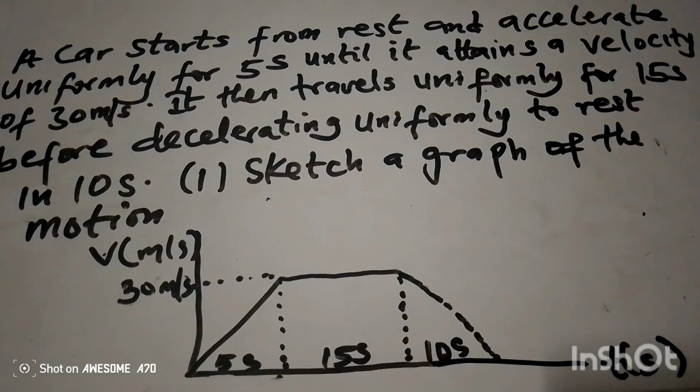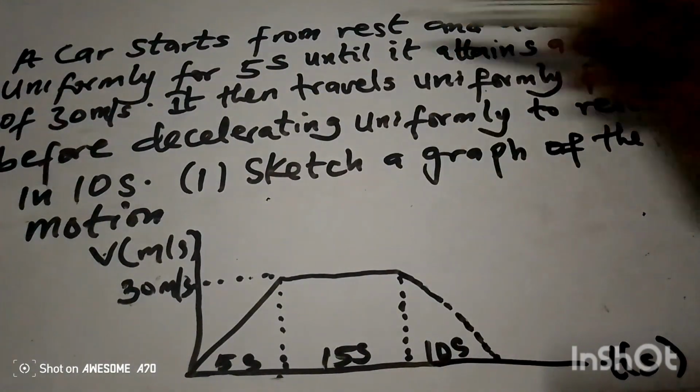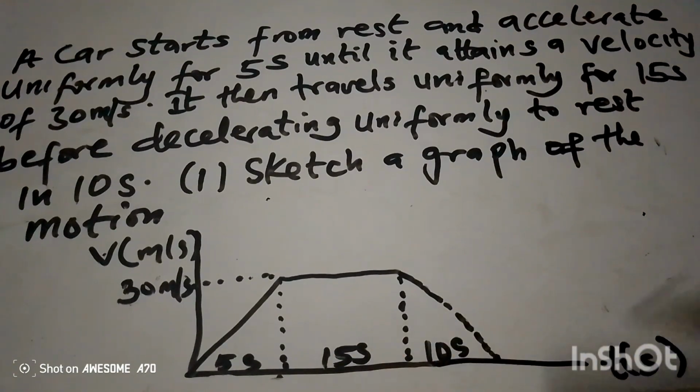It can take any form depending on the motion of the body as illustrated here. So from there, we now proceed to apply this diagram and begin to solve some questions around it. I believe you understand this class. So next class we'll look into more examples on velocity time graph.